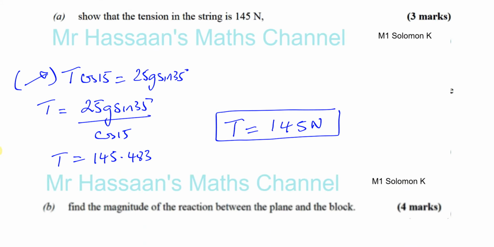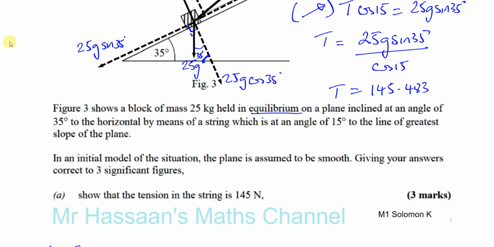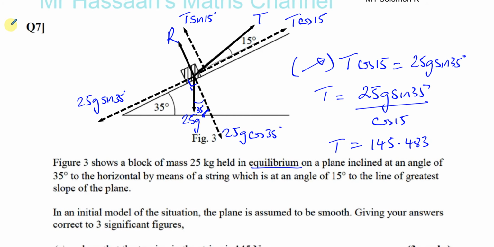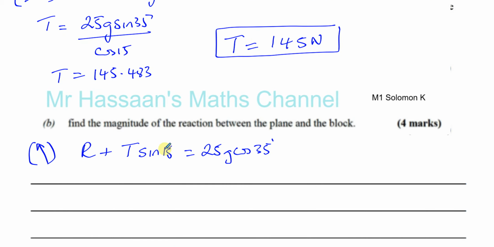So we're going to resolve the forces here perpendicular to the plane, and as we said, R plus T sine 15 is equal to 25g cosine 35. Just make sure that we mention that correctly. R plus T sine 15 equals 25g cosine 35. That's correct. Now we know what T is already from here, so we can just replace the T with that.